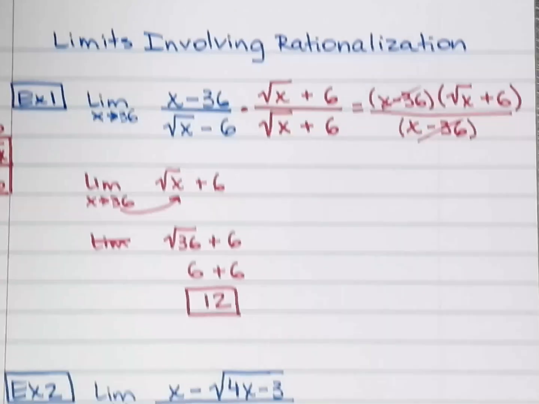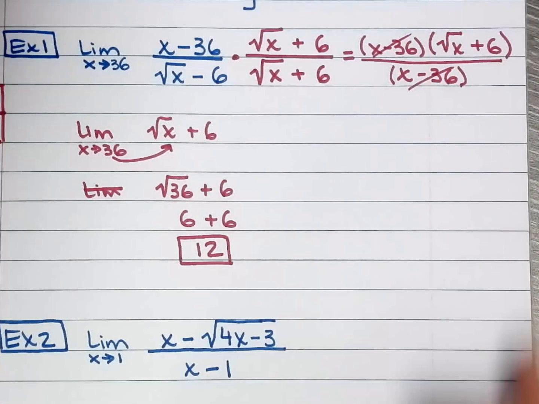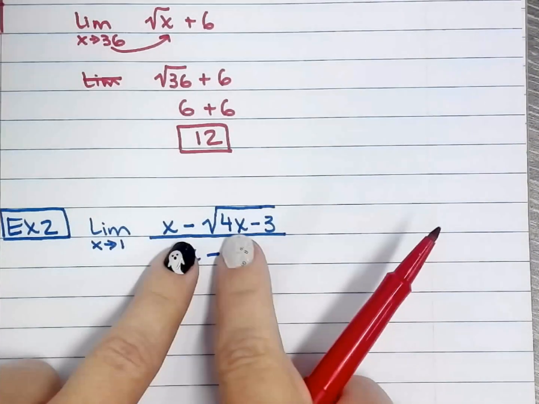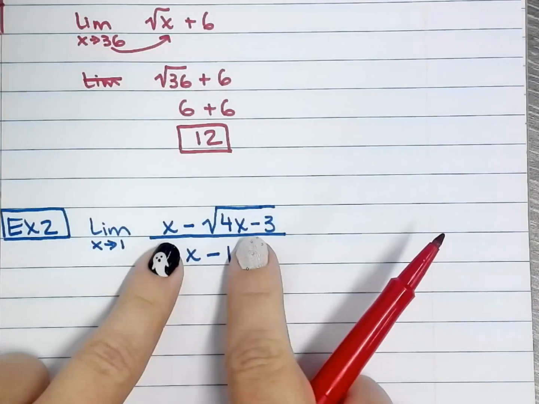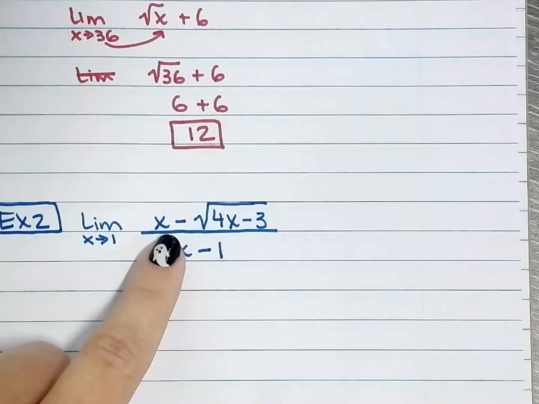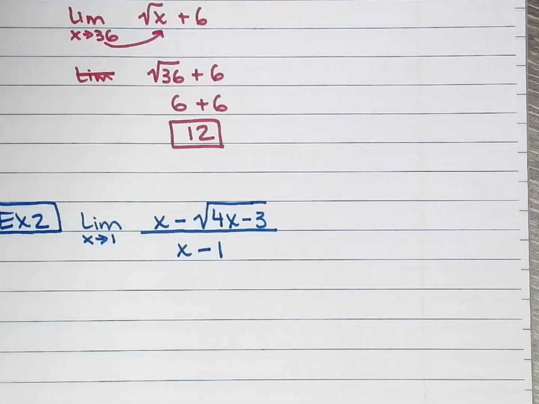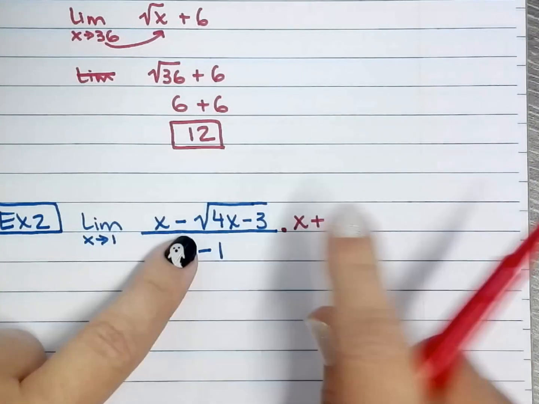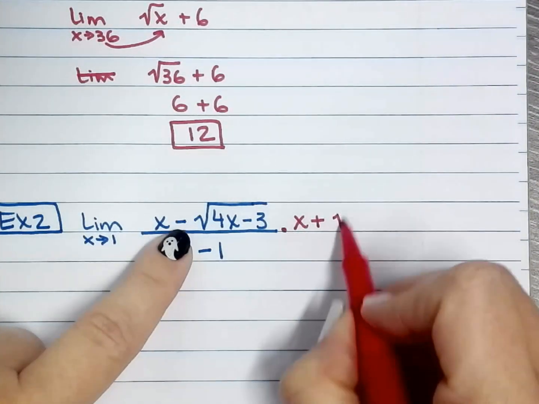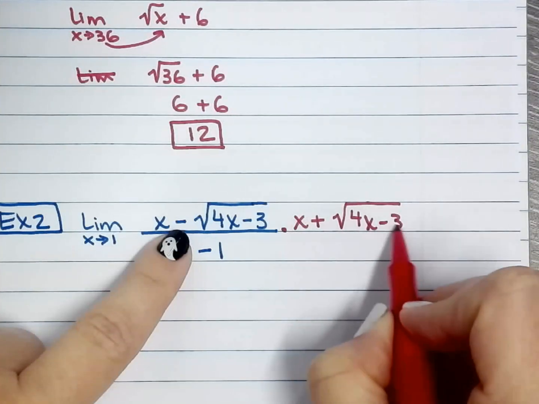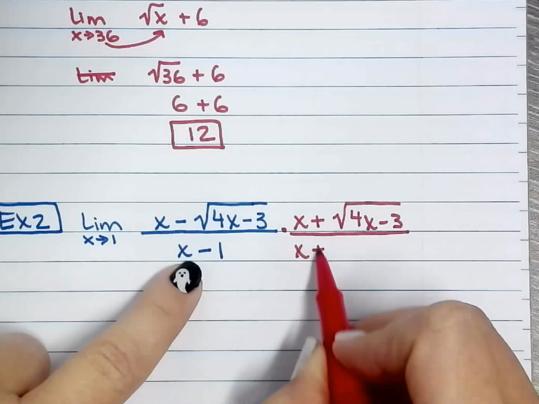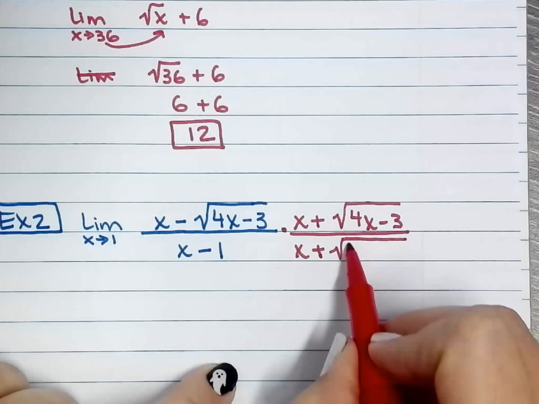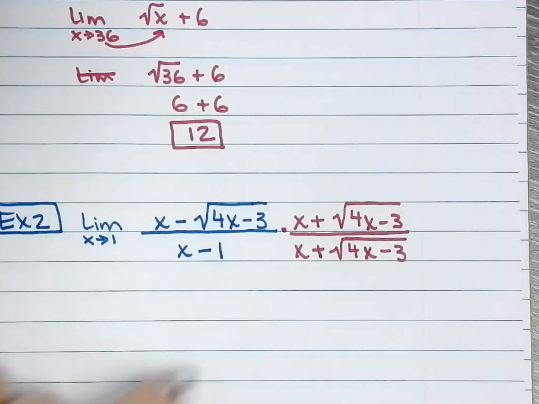Not too bad. Now, example 2, we're following the same idea, but it's a little more than just square root of this over that. We still need to rationalize the numerator in this case by multiplying numerator and denominator by x plus, pay attention to that, square root of 4x minus 3. Because this was a minus, I have to change it to a plus. So x plus square root of 4x minus 3.